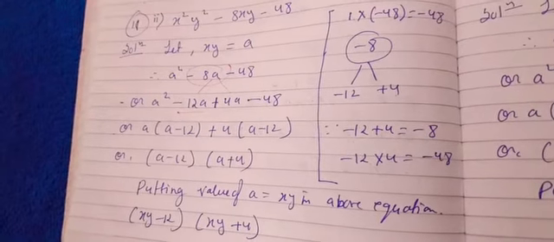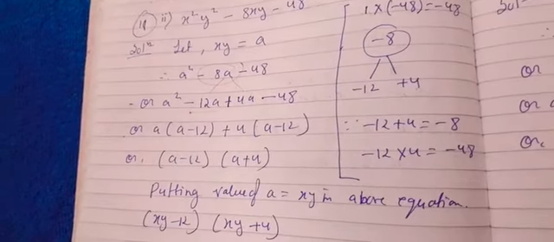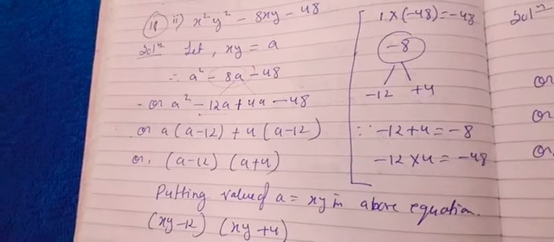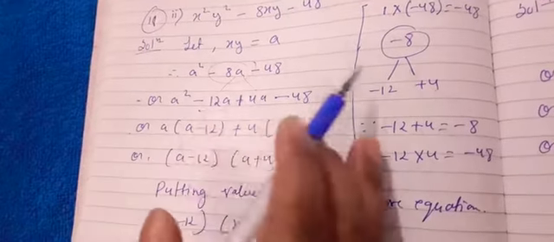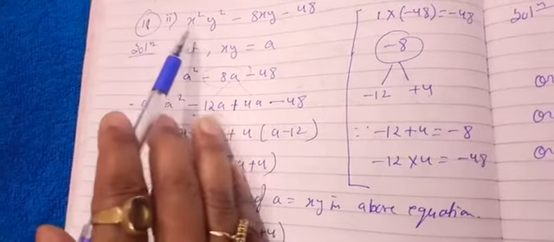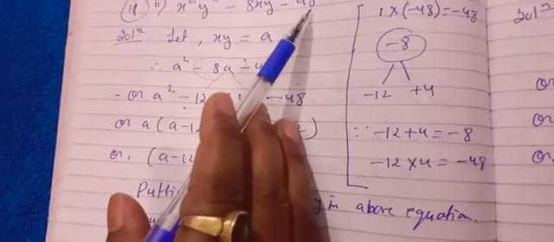Welcome everyone. We are going through exercise 4.4 and in this video I am going to start question number 11. So let's see what we have done here. This is our question: x square y square minus 8xy minus 48.